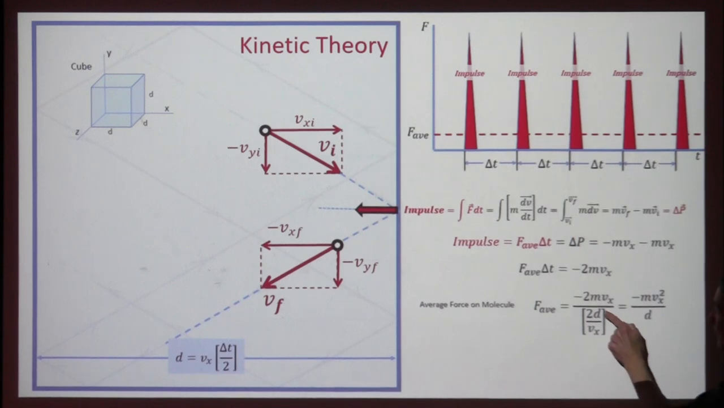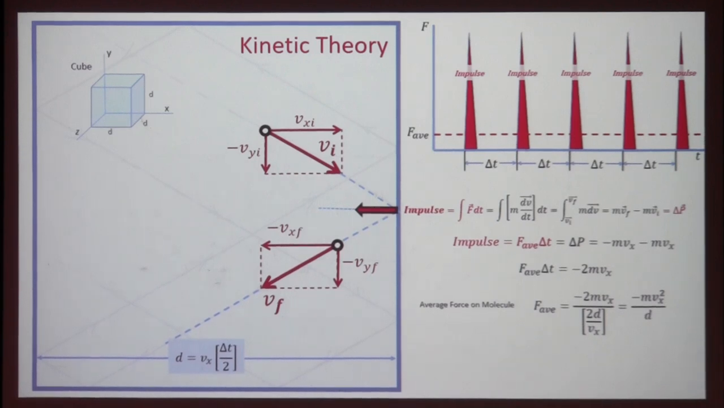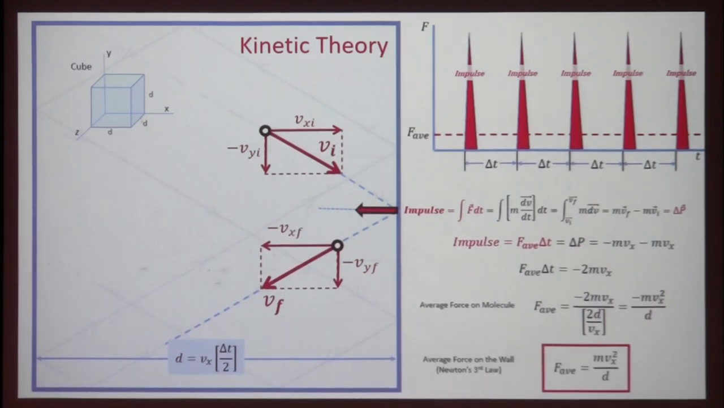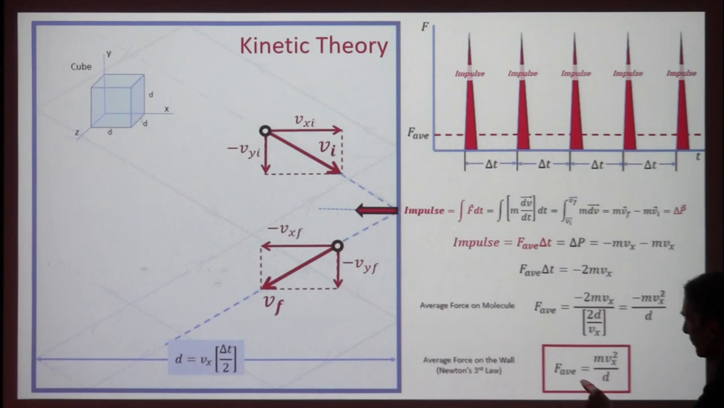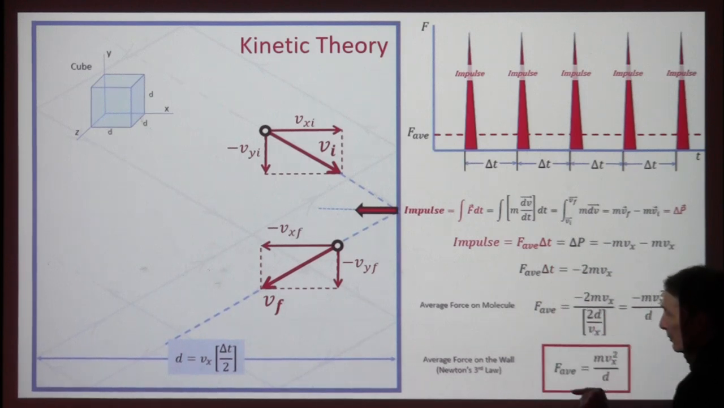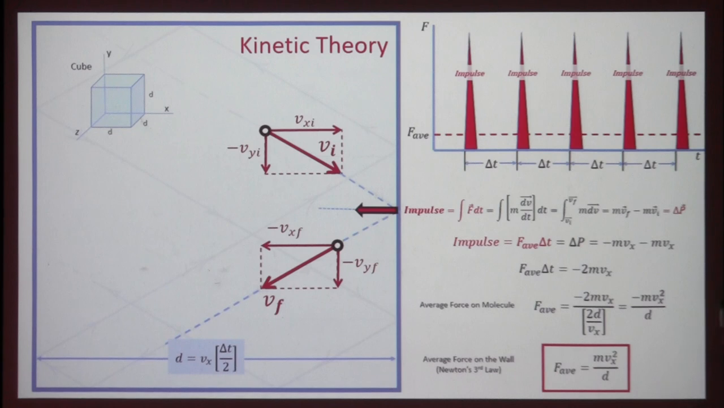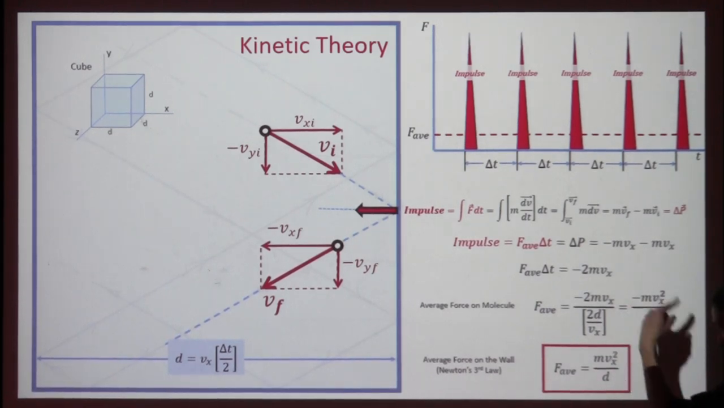We can bring that v sub x up here. Okay, so we end up with an m v sub x squared, and come up with the average force. Now this is the average force on the molecule, which is in the negative direction. The average force on the wall is back in this direction. Again, that's Newton's third law. So this is the average force of a single molecule banging around inside.